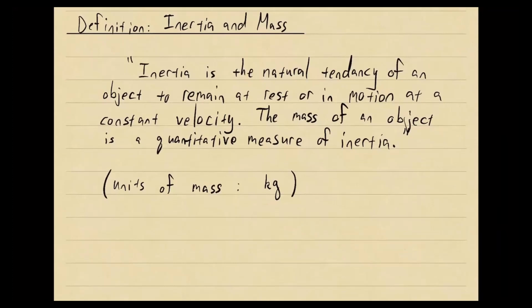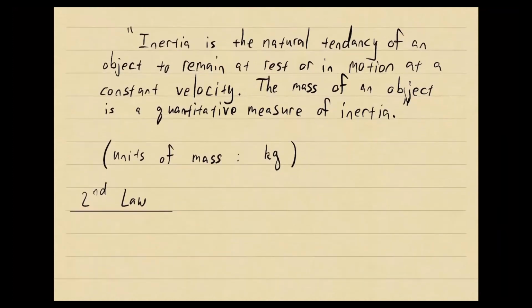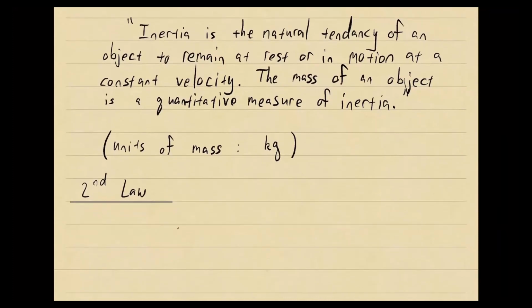Now, in his second law, Newton states that the sum of the forces acting on an object is equal to the mass times the net acceleration of the object. So here, I'm going to write down Newton's second law. The second law states that the sum of the forces acting on an object is equal to the mass times the net acceleration of that object.